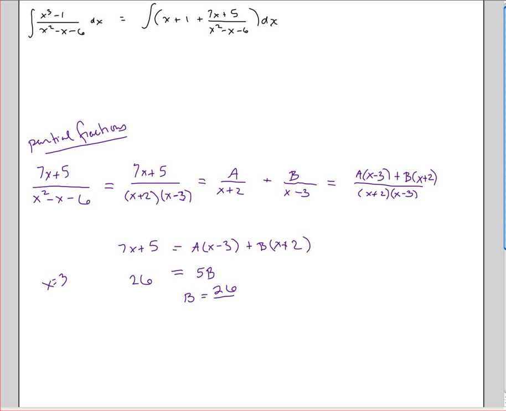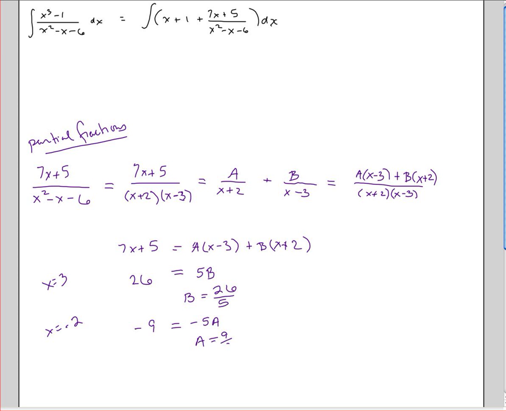Okay, and now if I try x equals negative 2, well, again, negative 2 times 7 is negative 14, plus 5 is negative 9. And if I plug negative 2 in for x in that first term, I'm going to get negative 2 minus 3, that's negative 5a. And the next term zeroes out. That's why I chose negative 2, so a is equal to 9/5.